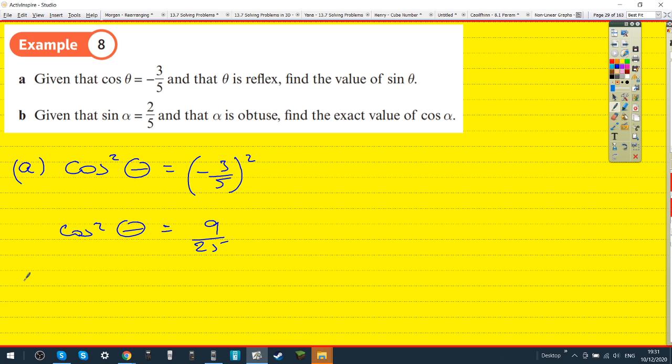So could you write it out as cos squared theta equals 9 over 25 brackets 1 minus sine squared theta? No, instead of cos squared theta, you write 1 minus sine squared theta, because they're the same as each other. Yeah.